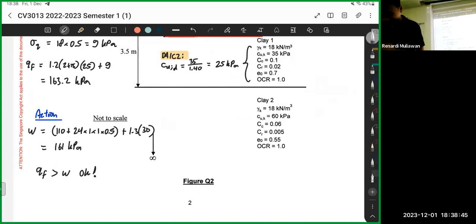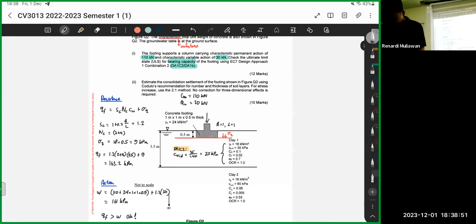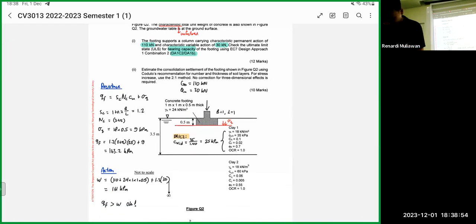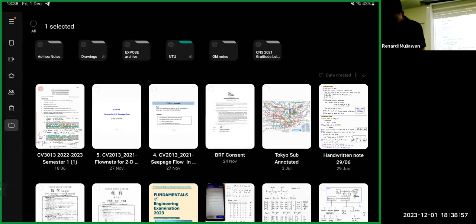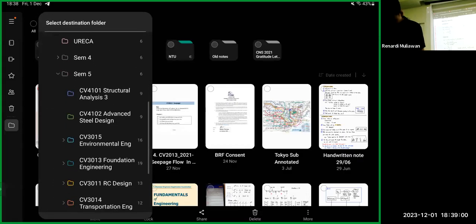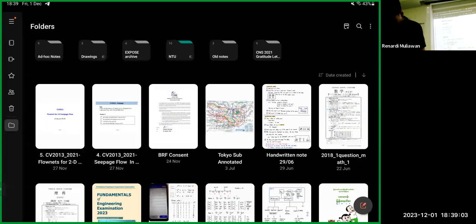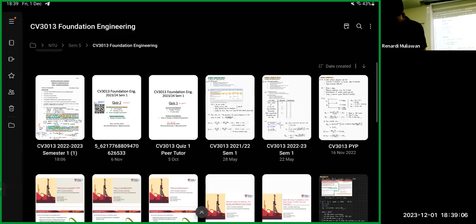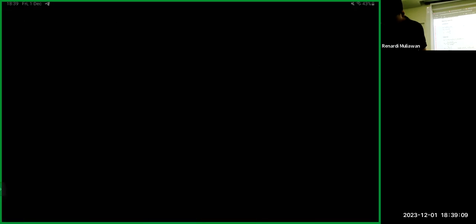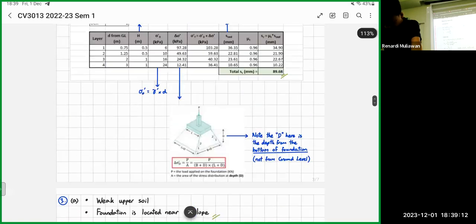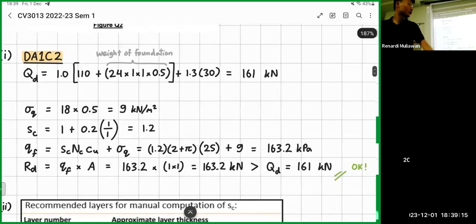I might need to check the values. Why is it very close? Yeah, I can open my own solution and okay. Correct. The values are correct. Oh, they use RD and QD. Oh yeah, those are the symbols. Okay.